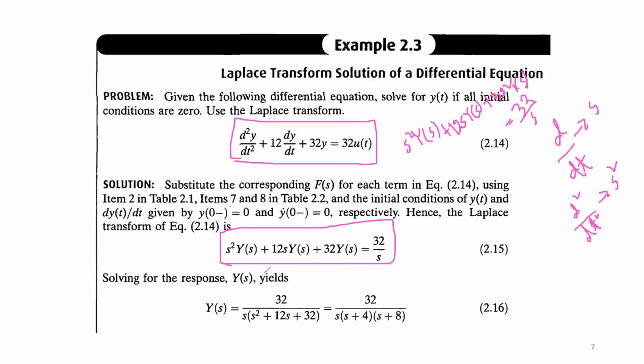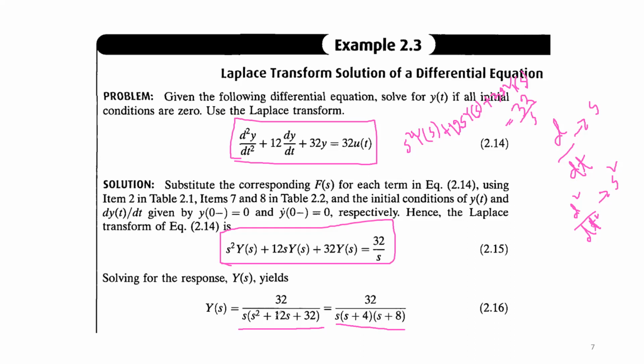Now solve for Y. To find Y, take Y common, then you get (s squared plus 12s plus 32) divided by s, this kind of thing. And if you solve it with partial fractions, 4 into 8, using the middle term factor, you will find it like this: s into (s+4) plus (s+8).